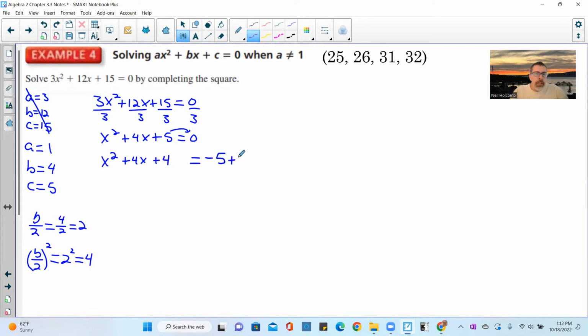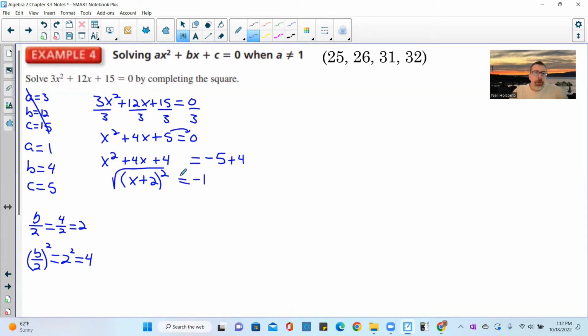What you do to one side, you do to the other. So the c you find gets added to both sides. So now we have a perfect square, and it's x plus half of b, squared, equals negative 5 plus 4, which is negative 1.